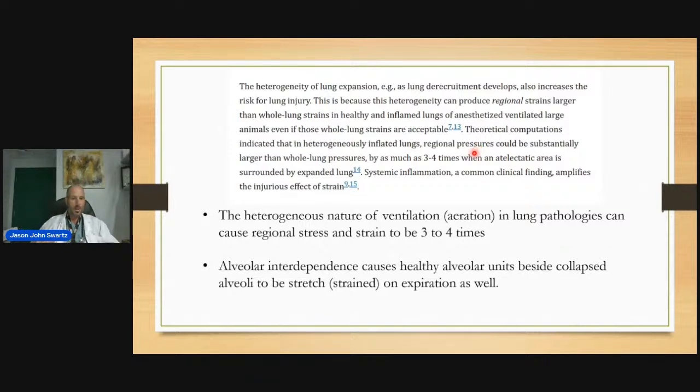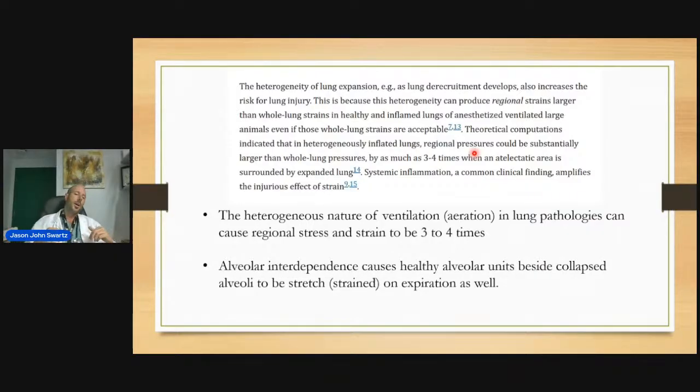There's also something called alveolar interdependence, and what happens is that in a well-recruited lung, adjacent alveolar walls help stabilize the strain. Meaning, the minute, let's say, you have an alveolus and its neighbor collapses, once there's collapse around these alveoli, then they're more at risk of being strained because they don't have the adjacent wall to keep the proper alveolar shape. They can have distortions, which can lead to lung injury.